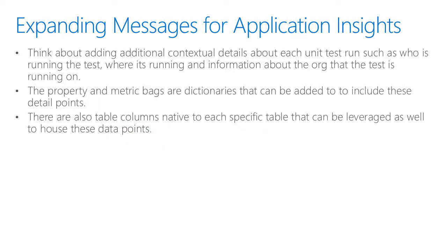Finally, to expand messages for Application Insights, think about adding additional contextual data or details about each unit test run, such as who is the unit tester, where it's running, information about the organization. Think about adding to the property and metrics bag. These are dictionary bags that can be added to as much as you would like, and you can parse that JSON to add additional insight into your Application Insights message. Finally, each table in Application Insights has columns that are specific to that table that can be leveraged to house additional data points.